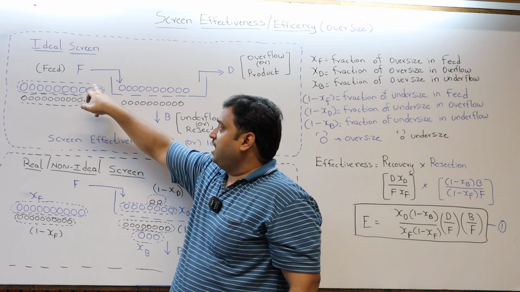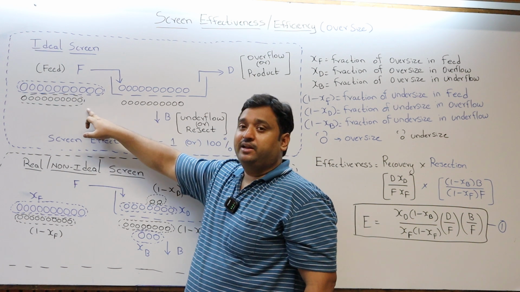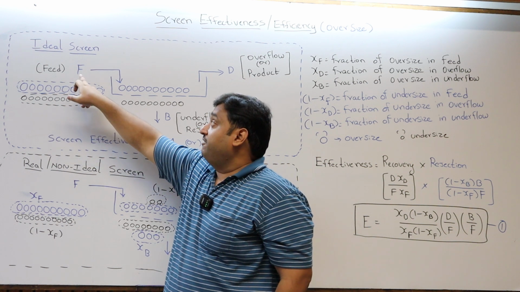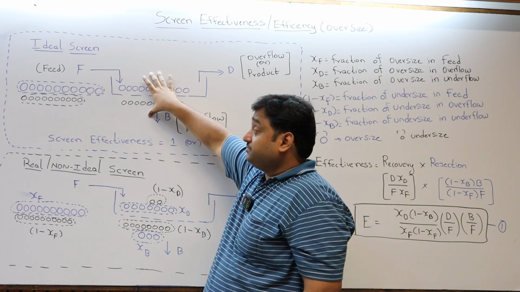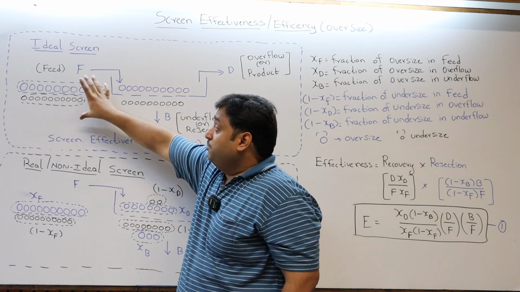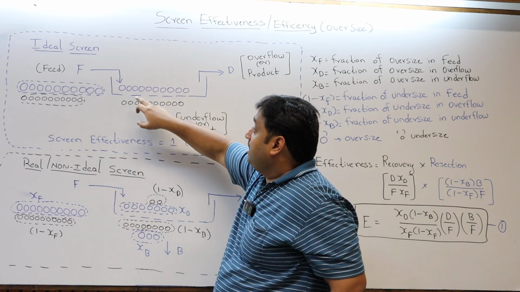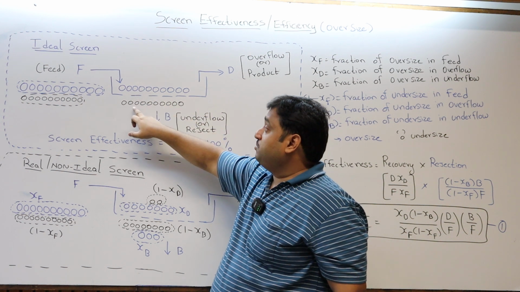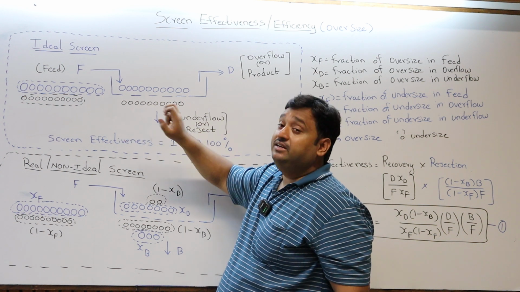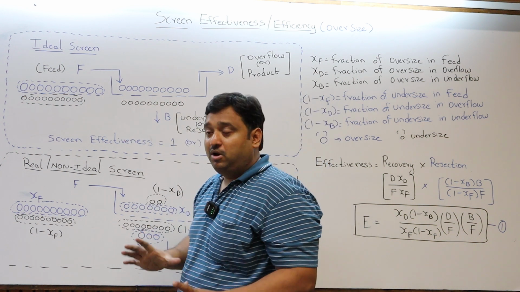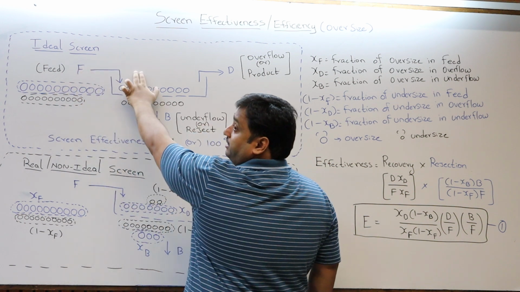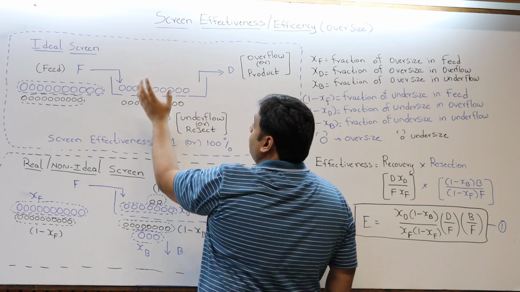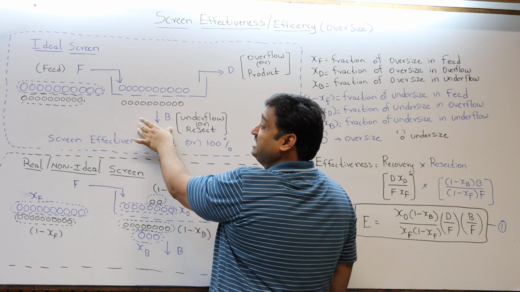Imagine there are bigger particles and smaller particles. Bigger particles are called oversize and smaller particles are called undersize. F is the feed. Okay, this is the screen. When you put the feed into the screen, the bigger particles should stay on the top, which is called oversize, and the smaller particles should come to the bottom, which is called undersize. These are the terminologies we will use. The one which is put into it is called feed, and whatever remains on the top is called overflow. Whatever comes to the bottom is called the underflow.